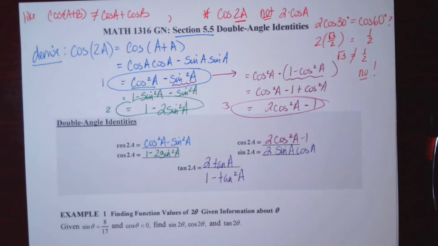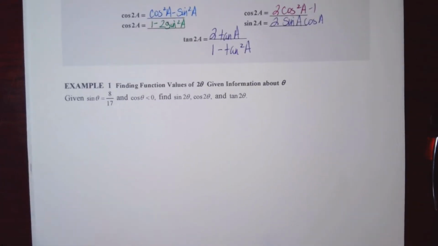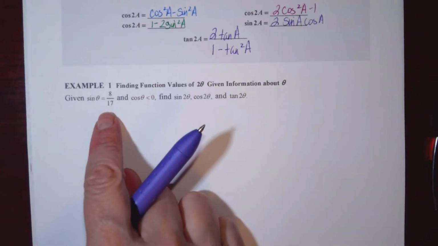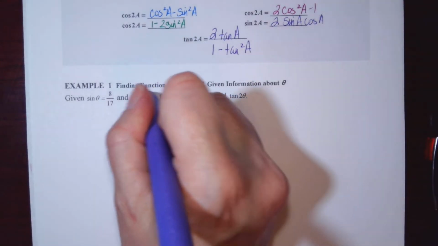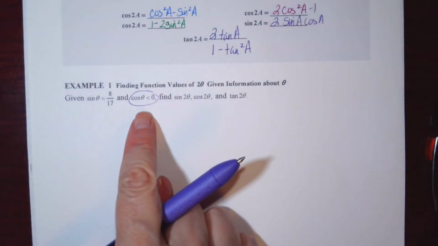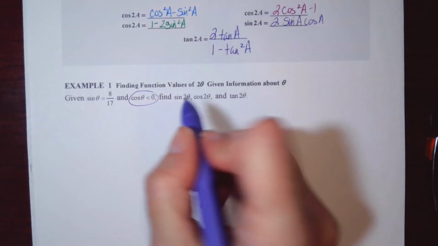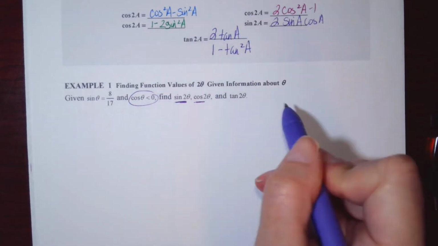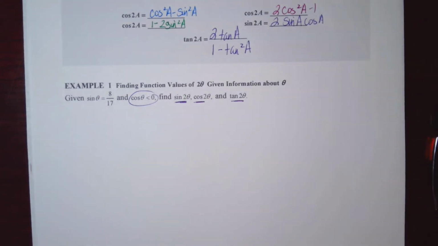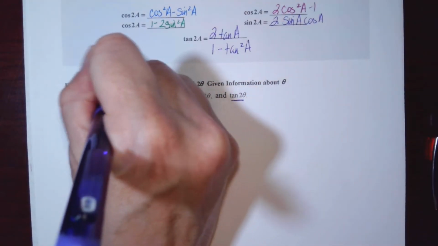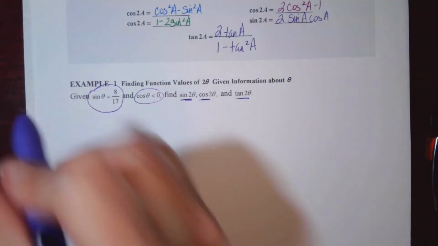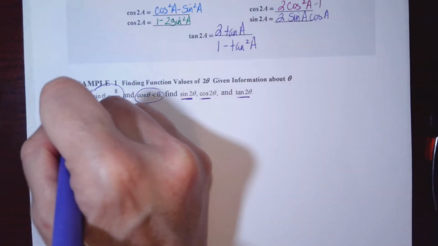Okay. So let's go on into an example where we're finding function values of a double angle given information about an angle. I'm told that sine theta is 8 over 17 and that cosine theta is less than 0, so cosine is negative. I'm asked to find sine of the double angle, cosine of the double angle, and tangent of the double angle. So the first thing we're going to do is take our value for sine of theta and find cosine of theta.